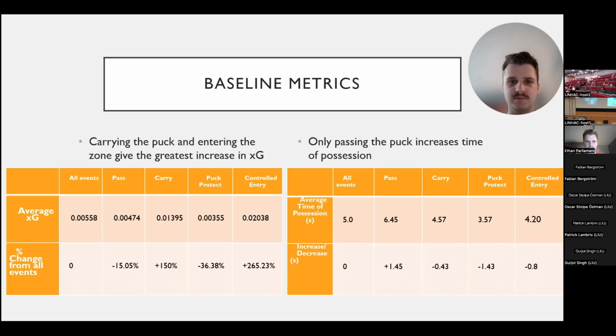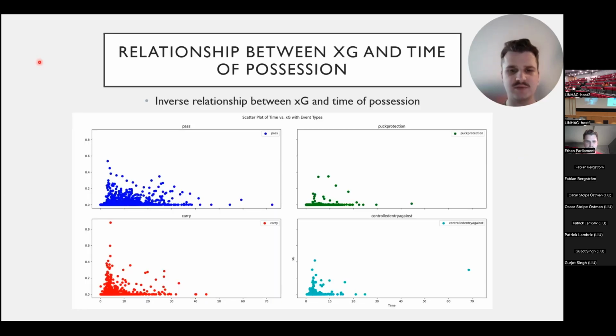One interesting thing to note is that there's an inverse relationship between expected goals and time of possession. You can see here along the x-axis we have the time of each possession, and on the y-axis we have the expected goals. This is split into the four different actions that we're looking at: passing, carrying, protecting the puck, and entering the zone. We can see the same pattern for all of them, that possessions that last longer and longer typically have low expected goals, whereas you'll see this spike for very short possessions that have very high expected goals.